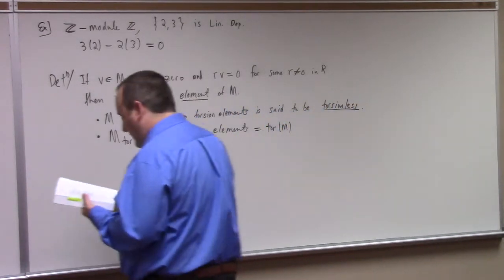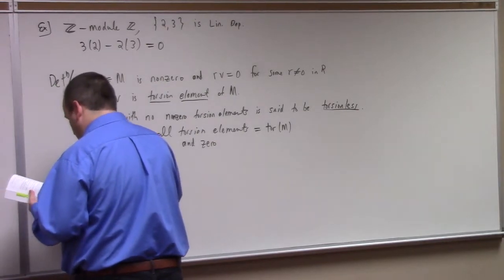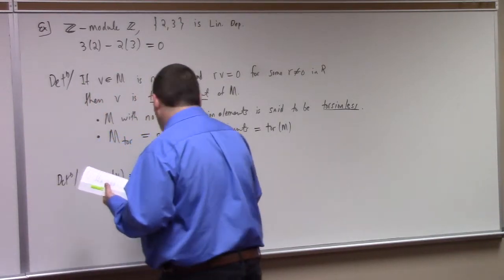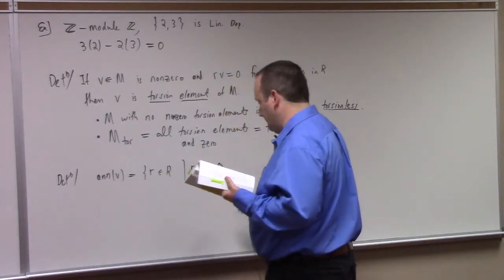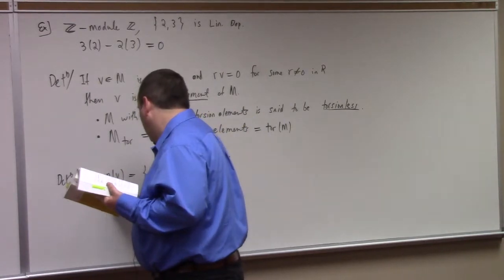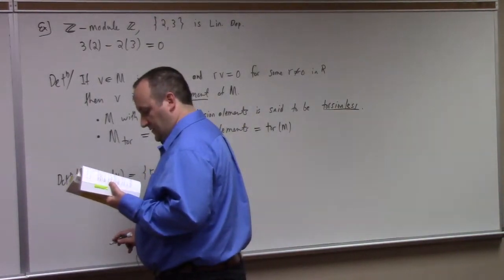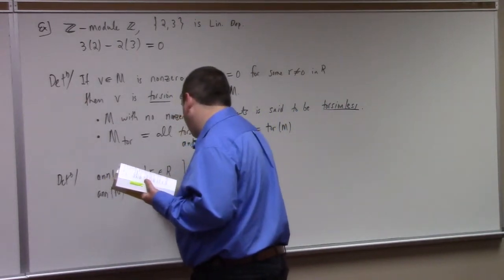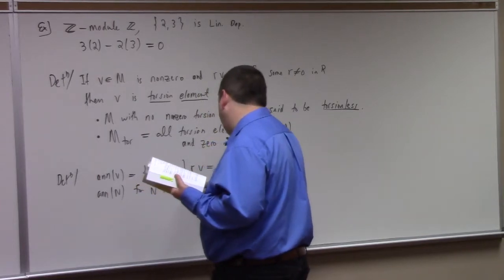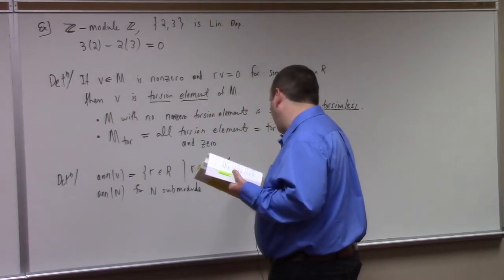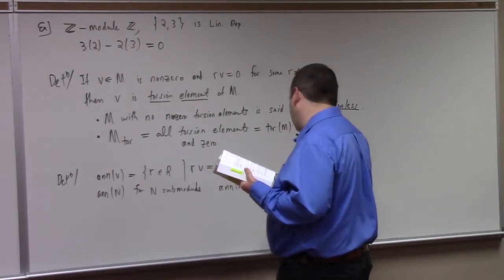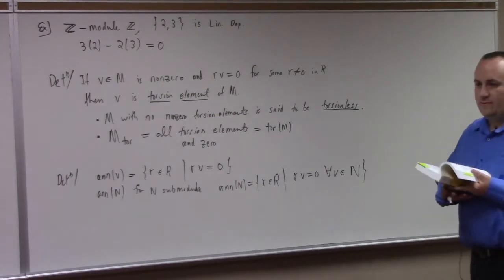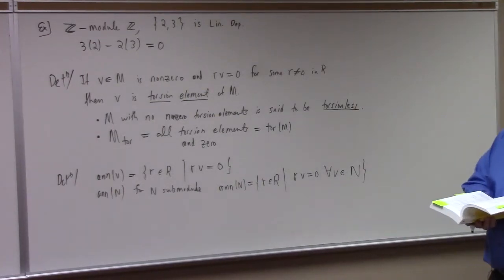We also, of course, need to think about annihilators. The annihilator of an element v is equal to what? The r in the ring such that rv is equal to 0. You can also talk about the annihilator of a submodule N. How would that be defined? I guess it would be r in R such that rv equals 0 for all v in N. Or I suppose you could take the intersection of all annihilators of all elements of N.